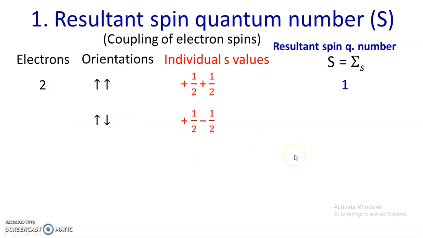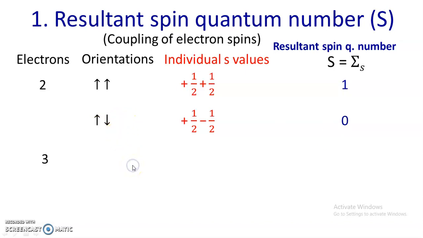And the resultant spin quantum number is the sum of these two values, plus half and minus half. When we take the sum of these two values, it comes to 0. So the resultant spin quantum number value for two electrons having opposite spin, that is clockwise and anti-clockwise, is 0.